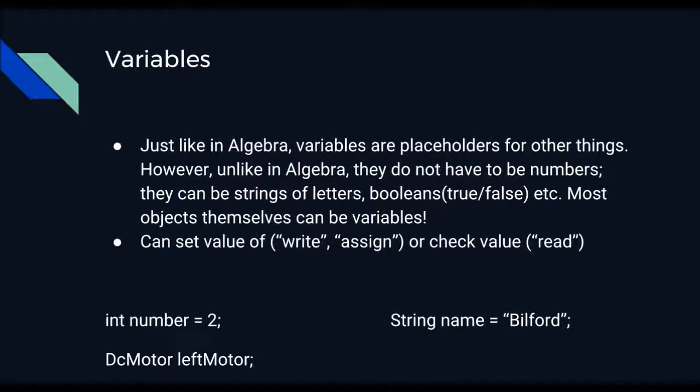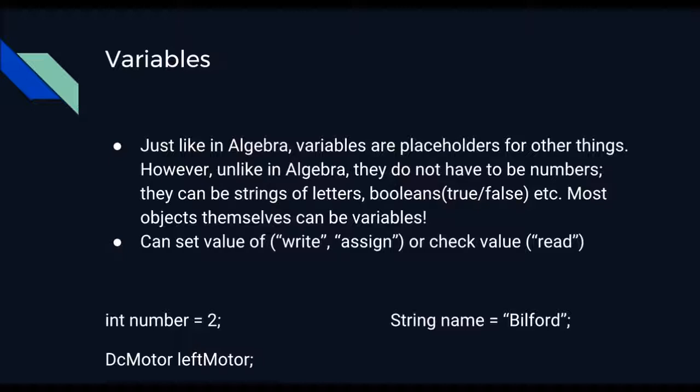So, variables. Just like in algebra, variables are placeholders for everything, kind of like a briefcase. However, unlike in algebra, they don't have to be numbers. They could be strings of letters, true or false variables, also known as booleans, etc. Most objects can be variables, and I'm going to cover objects in a second. But you can set the value of them, you write or assign them, or you check the value of them, also known as reading.